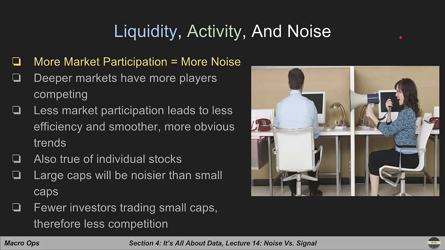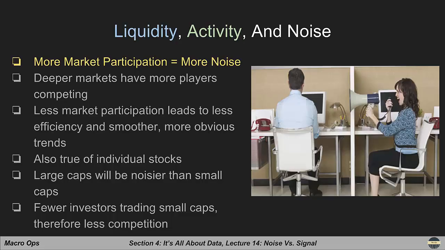So liquidity and activity, higher amounts of that are equated to higher amounts of noise. So this is a great thing to keep in mind when you're browsing the market. Deeper markets are going to have more players competing. So they tend to be a little bit harder to find very, very smooth trends, whereas less market participation leads to less efficiency and smoother, more obvious trends. And this is also true of individual stocks.